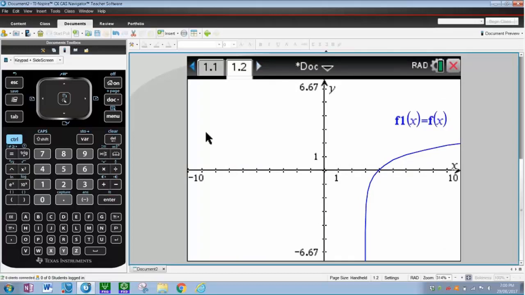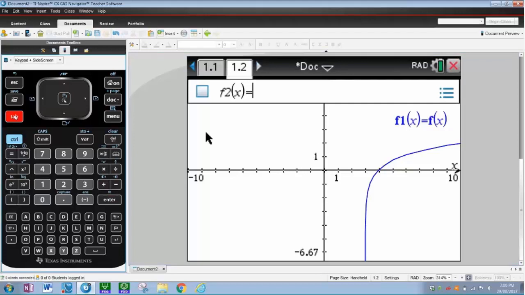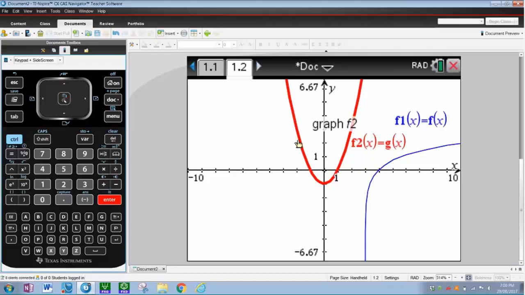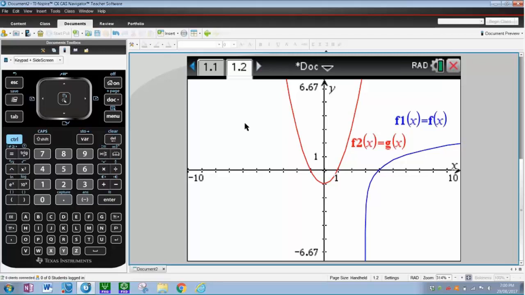What we can do is then put the graph of g of x by pressing tab, then pressing var, going down to g, x, close the bracket, and we've got g of x there as well. So let's think about what we might want to do with this information. We can create a table of domain and range for both f and g.